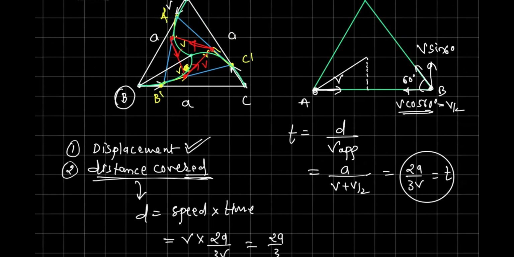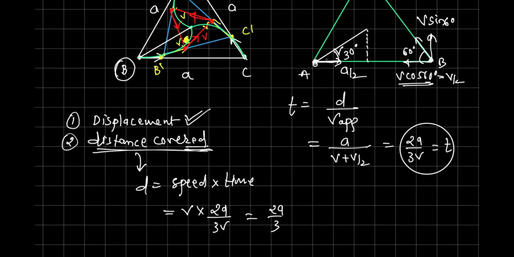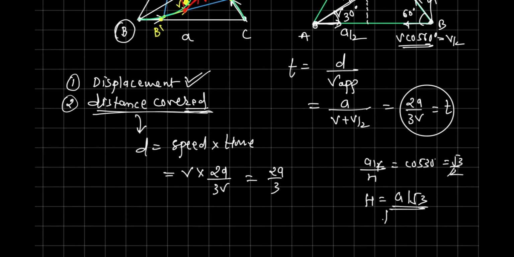Can you tell me what is the displacement? This angle is 30 degrees. So this value is going to be, let's say, the hypotenuse. I can say a by 2 upon hypotenuse is cos 30, that is nothing but root 3 by 2. The 2 will cancel out, so we'll get h equals a by root 3. So this is going to be your displacement.